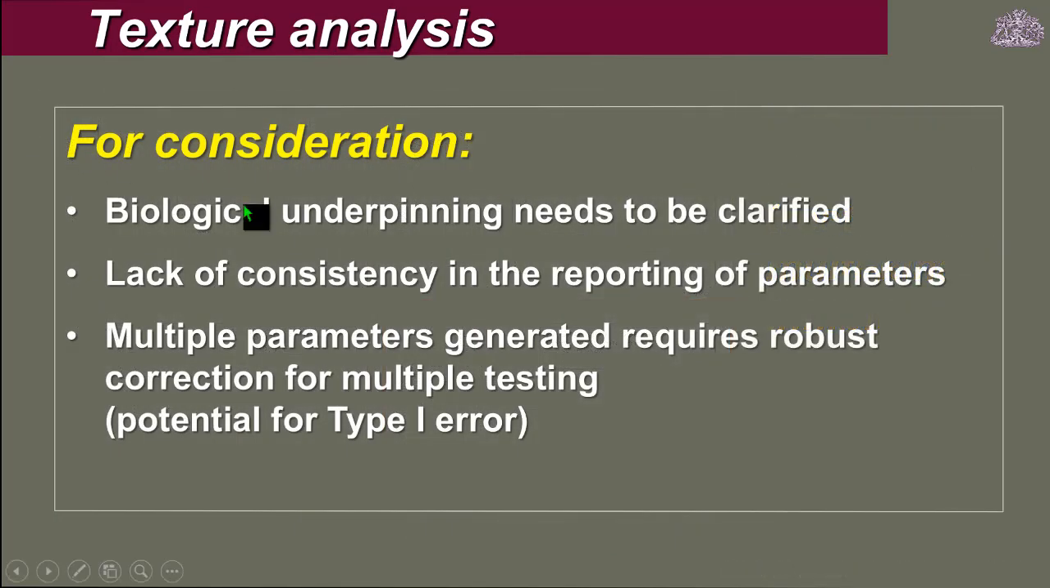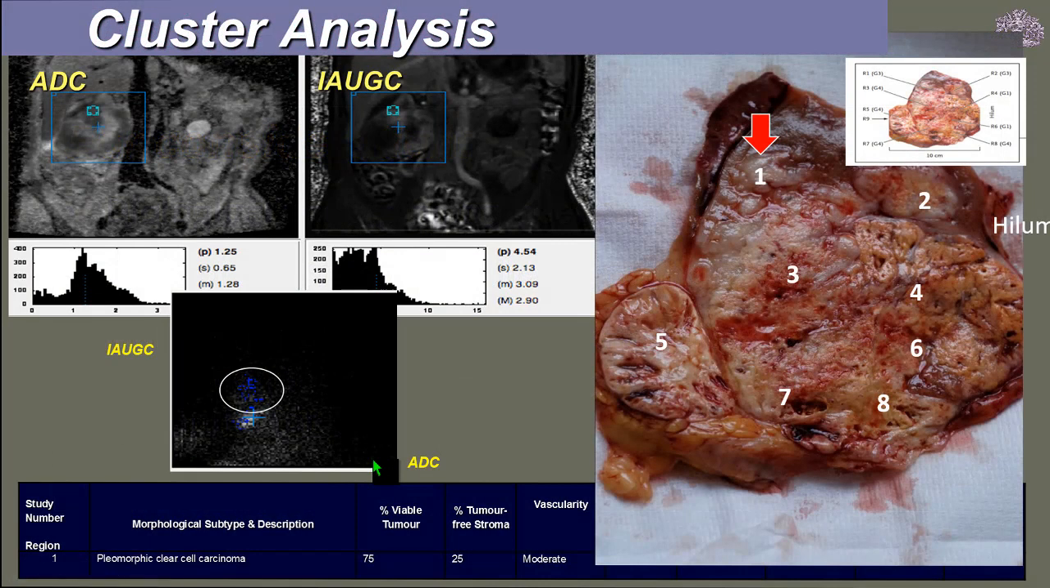But what I think is difficult for us to consider texture analysis is that the biological underpinning of this technique is uncertain, because what does entropy really mean in relation to the changes in tumor biology with treatment? There is also a lack of consistency in the reporting of parameters across the different studies. And also, multiple parameters are often tested, so there's a need for robust correction for multiple testing because there's a potential for the so-called type 1 error.